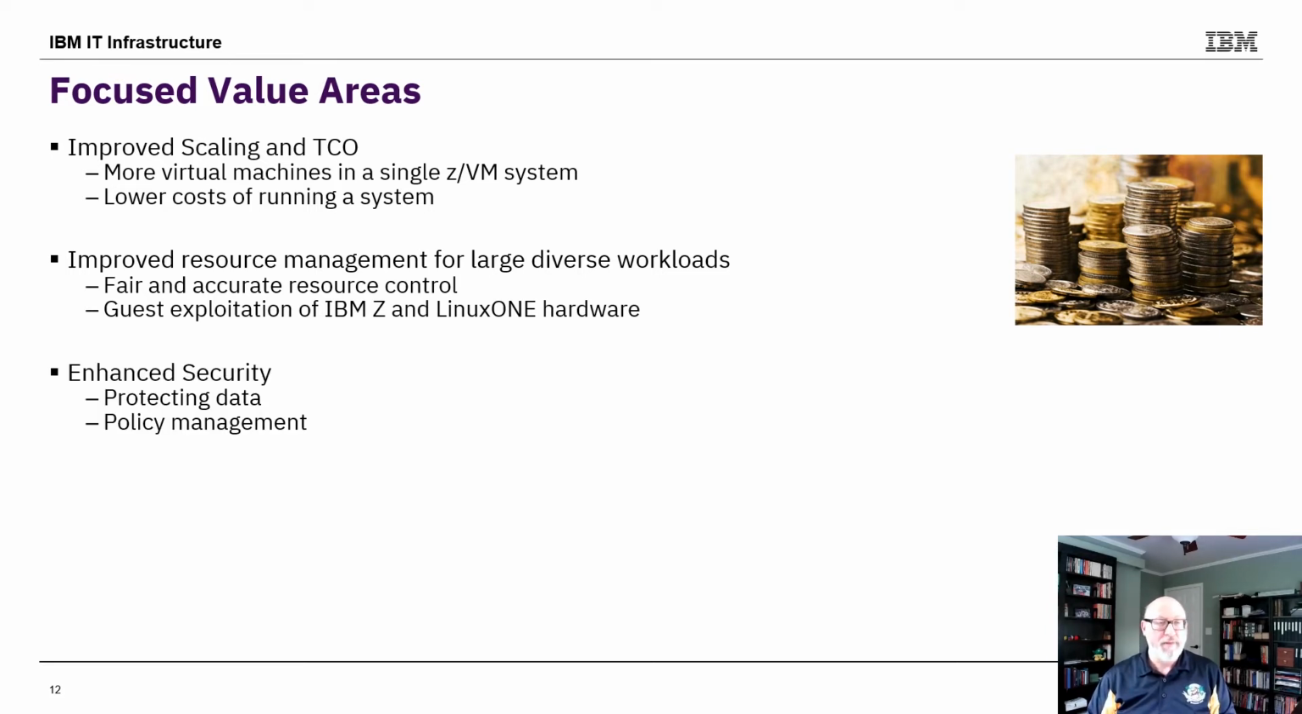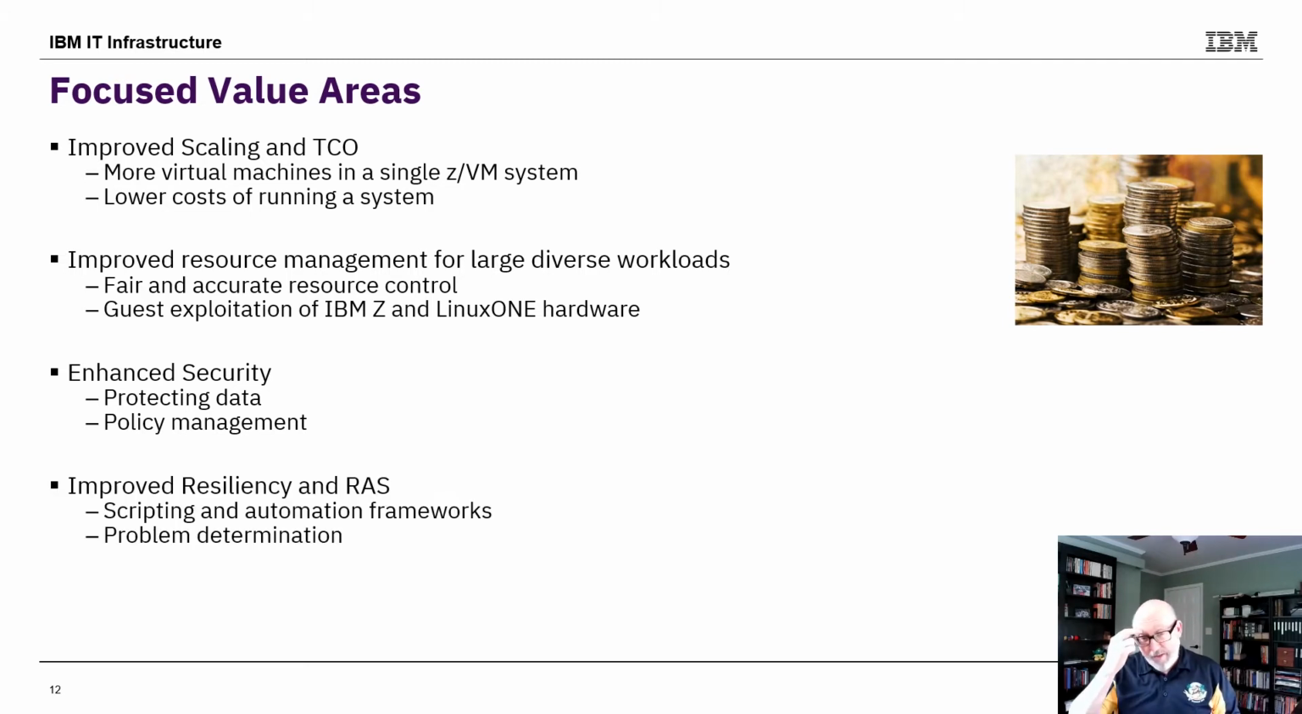And then enhanced security, right? Some people say I should have that number one. I kind of put it in the middle because that's a good safe place for it, and everything comes through there, right? So protecting the data, and also from a policy management perspective, items in that area. And then improved resiliency and RAS, so reliability, availability, serviceability, the ability to have scripting and automation frameworks there, things to do problem determination, right? Because we're IBM Z and Linux, we don't just say, yeah, that happens, just re-IPL and hopefully it won't happen again, right? We want to be able to figure out what went wrong on all these things.